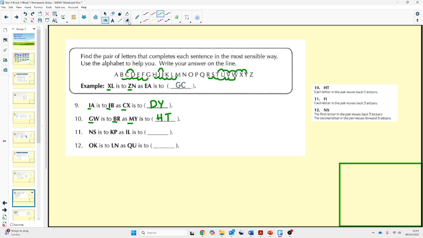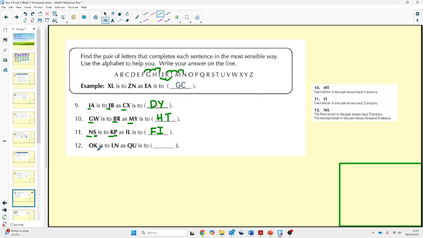Then N. So sometimes if you're doing this in pencil, it's a good idea to maybe rub out your alphabet if it starts to get a little bit messy and unclear, just so you can follow your next one. So N to K is going to be backwards 3. And then I backwards 3, 1, 2, 3 gives me an F for the first letter. And then the second letter is S to P. And that's also back 3, you can see. And then L back 3, 1, 2, 3 gives me an I.